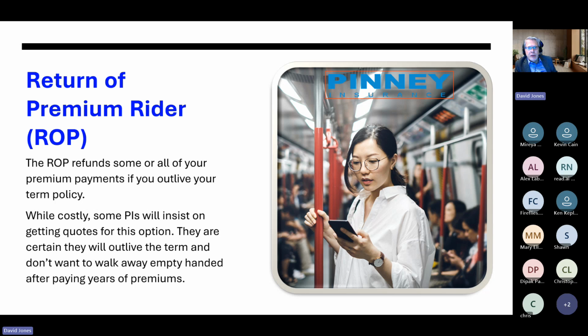However, some of your clients will insist on getting quotes for this option. They don't want to walk away at the end of a 30-year term or whatever without having anything to show for it. So show them the option and say, here's what it would cost at the end of the 20-year term or the 30-year term or whatever it turns out to be. You can illustrate how much money they would get back. And if they're convinced that they're going to live and be healthy that whole time, you can show them exactly what they will walk away with in dollars and cents. And they effectively got free insurance for the 20 or 30 years. So not a bad idea.